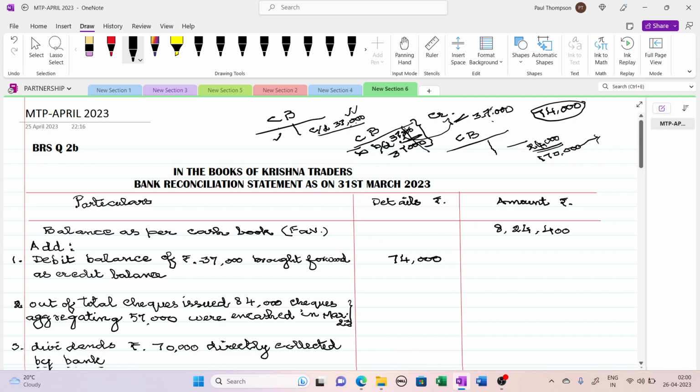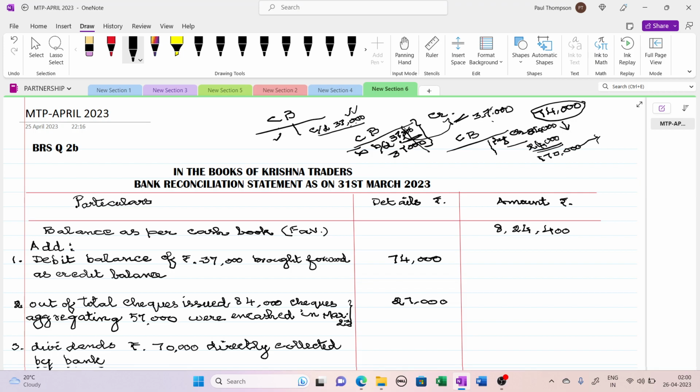What I did in my cash book, I reduced the balance the moment I issued a check. I wrote here, by check 84,000. So my balance comes down. Understand? My balance comes down. But in the bank, my balance has come down by only 57,000, not 84,000. The balance of 27,000 is the extent to which my balance will be more in the passbook bank balance. Okay.